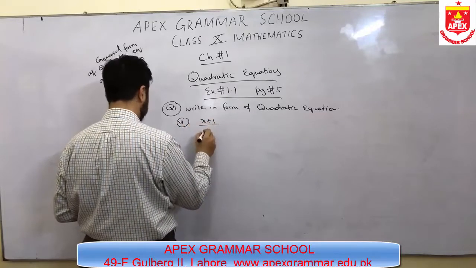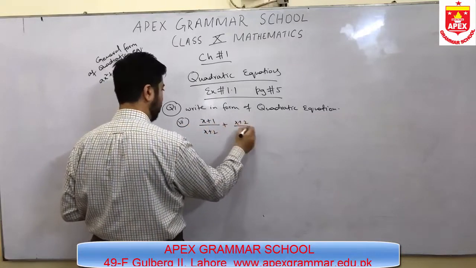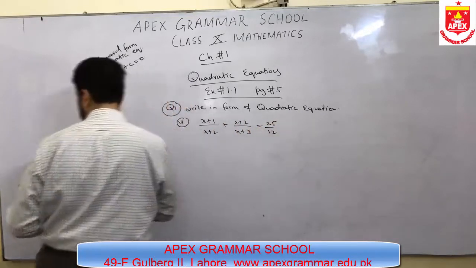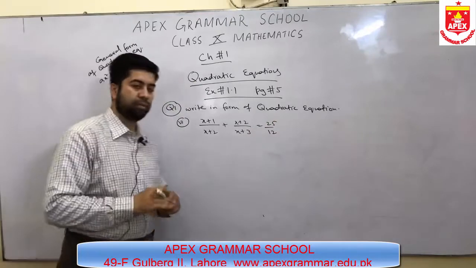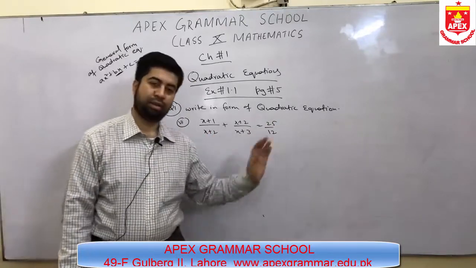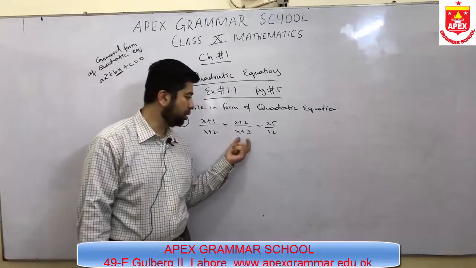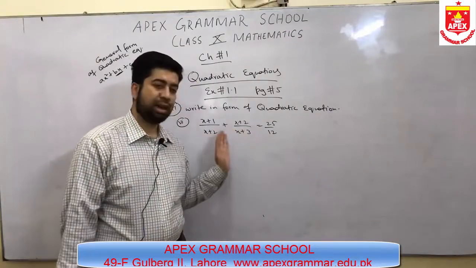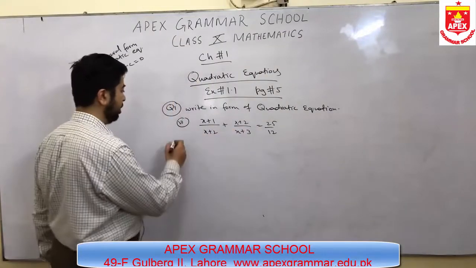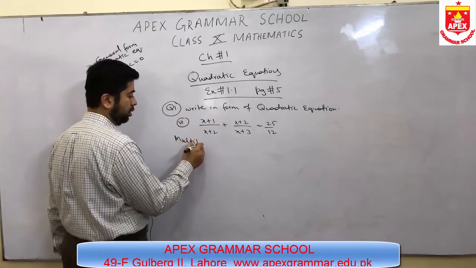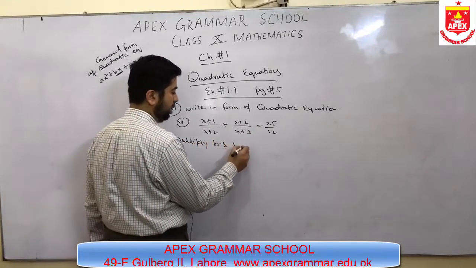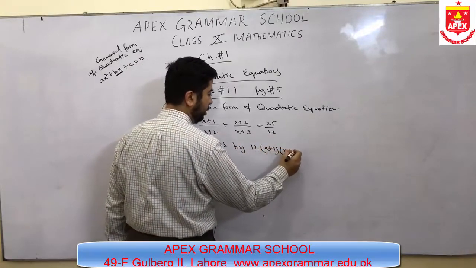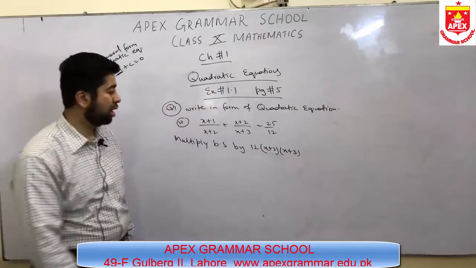x plus 1 over x plus 2 plus x plus 2 over x plus 3 is equal to 25 over 12. You can see, what is the LCM of this equation? x plus 2, x plus 3 and 12. So the LCM is the multiplication of all these denominators. So multiply both sides by 12, x plus 2 and x plus 3.